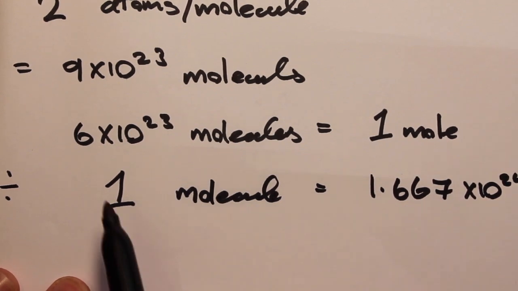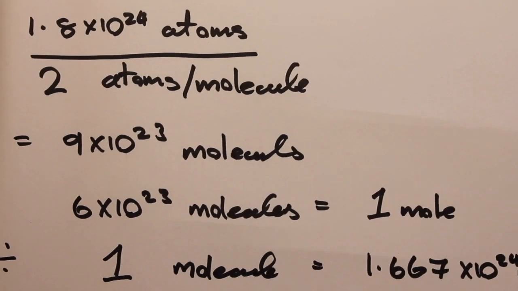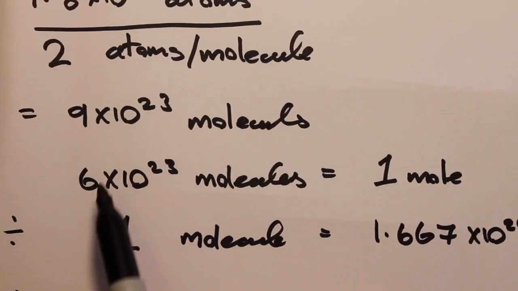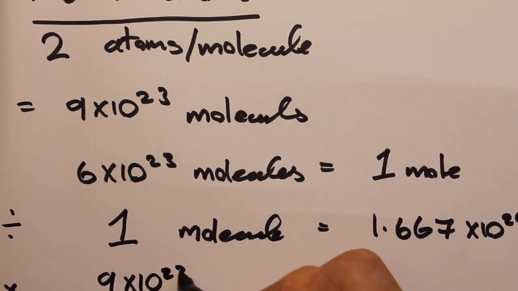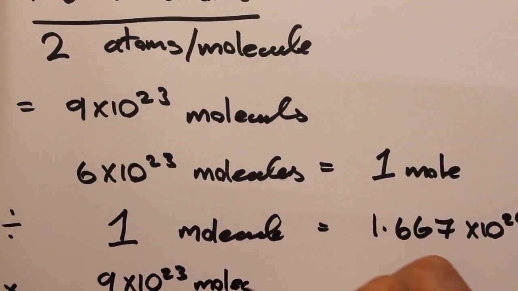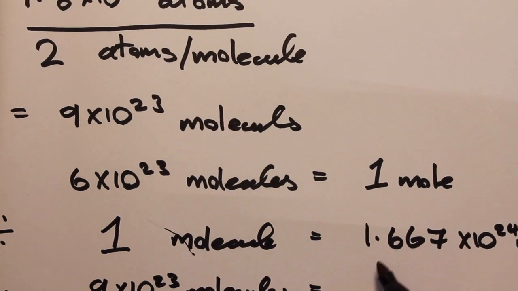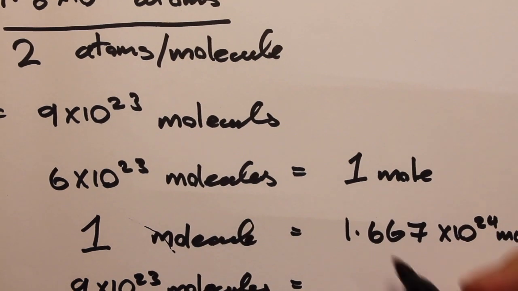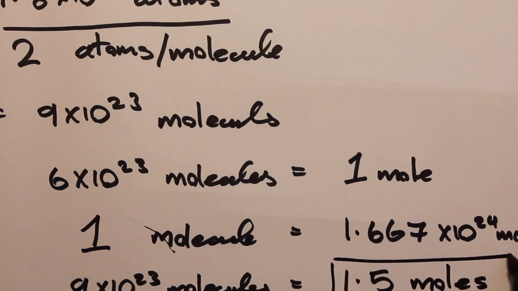So we divided both sides by 6 by 10 to the 23. And now we want to multiply by the number of molecules that we have. So 1 multiplied by 9 by 10 to the 23 is going to equal 9 by 10 to the 23 molecules, is going to equal, and now we need to multiply 1.667 by our number of molecules, and that's going to equal 1.5 moles. And that is our answer.